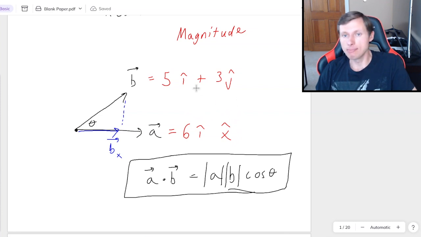And so then if you want magnitude here, you have to do Pythagorean theorem. And let me show you why. If I look at vector B specifically, it is a right triangle like this.